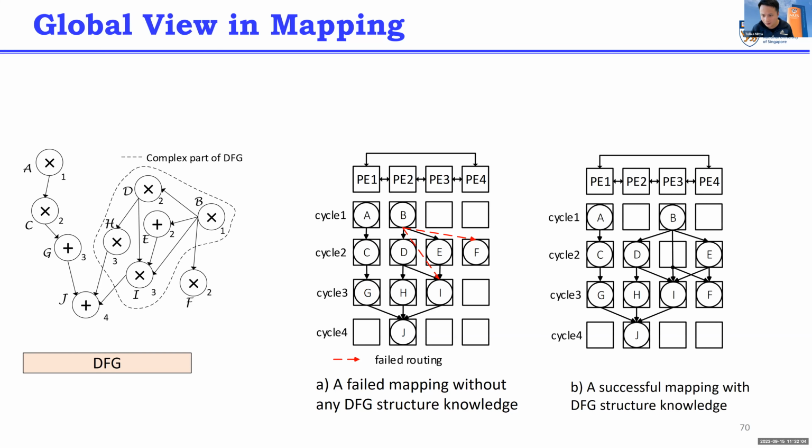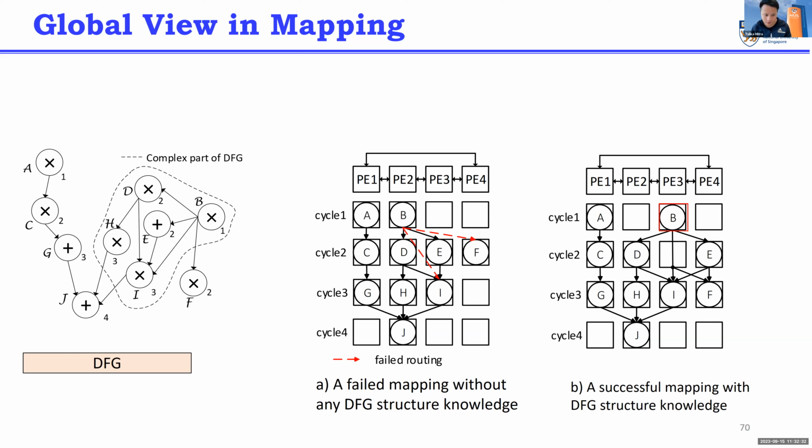Let's say we know some DFG structure knowledge. We know this is a relatively complex part, so we will not place B at the current location. Instead, we'll place B here, because compared to the previous location, this B clearly has more routing resources. So I know B has a lot of children or grandchildren nodes.